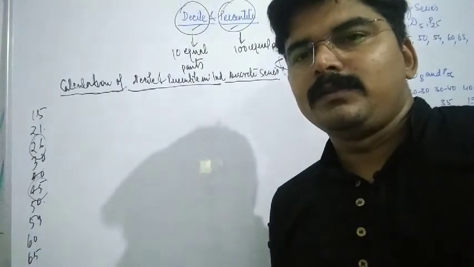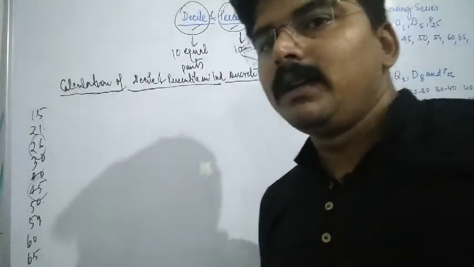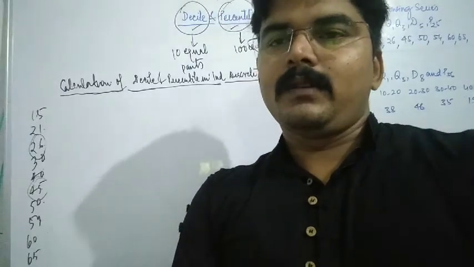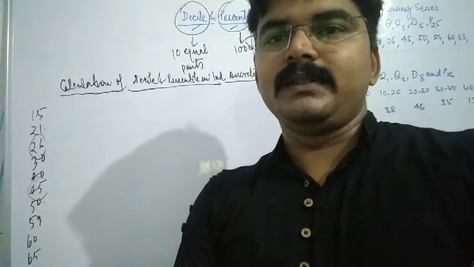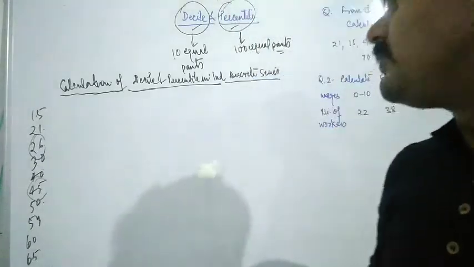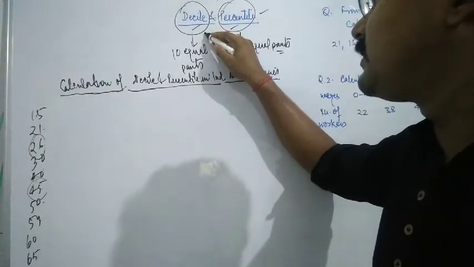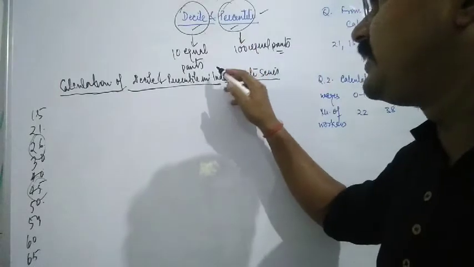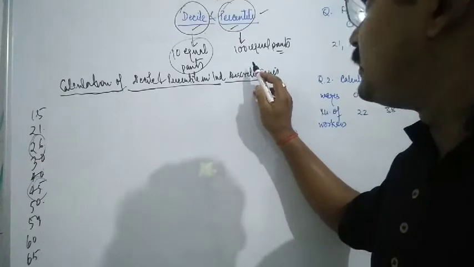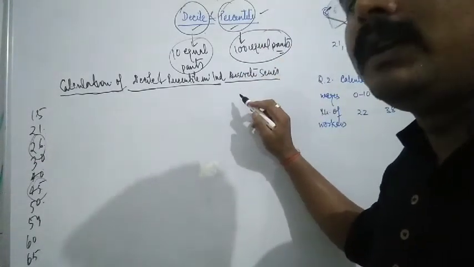Welcome class 11th. Today we are going to discuss a new topic, that is decile and percentile. In the previous class we studied quartile for the calculation part of individual series, discrete series and continuous series. Today we will discuss decile and percentile. As you know, decile divides the whole values into 10 equal parts, while percentile divides the whole values into 100 equal parts.